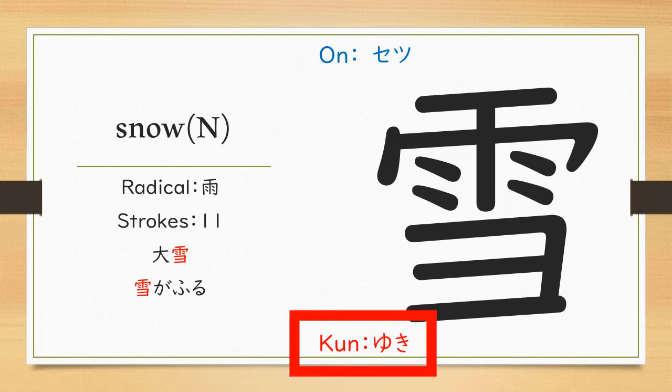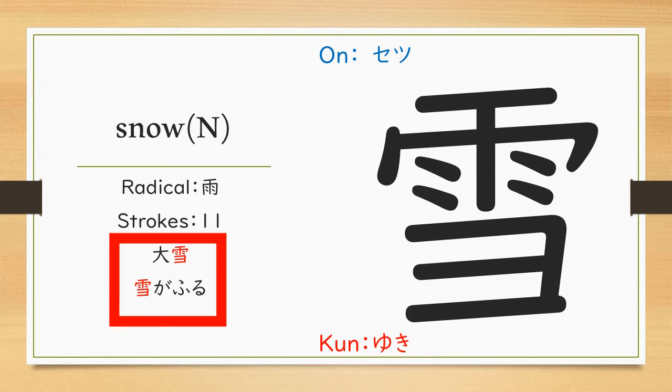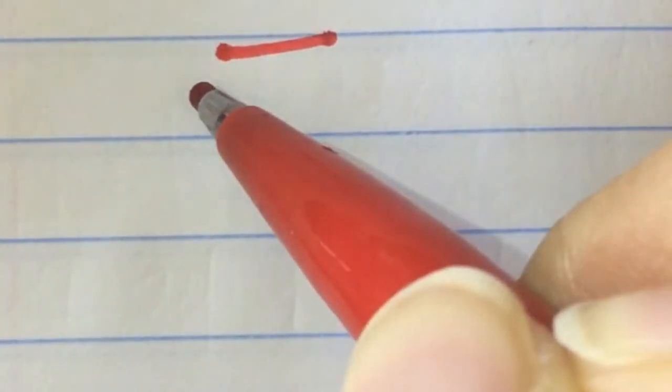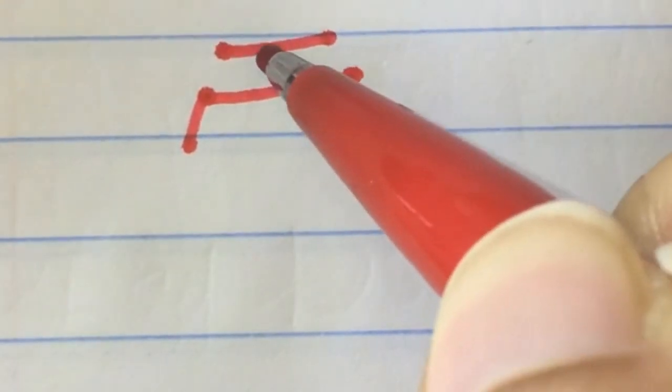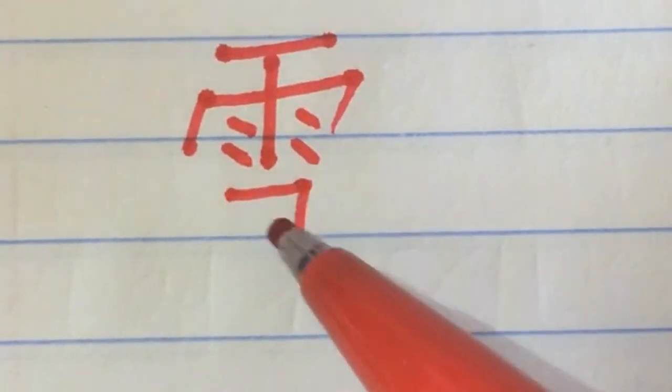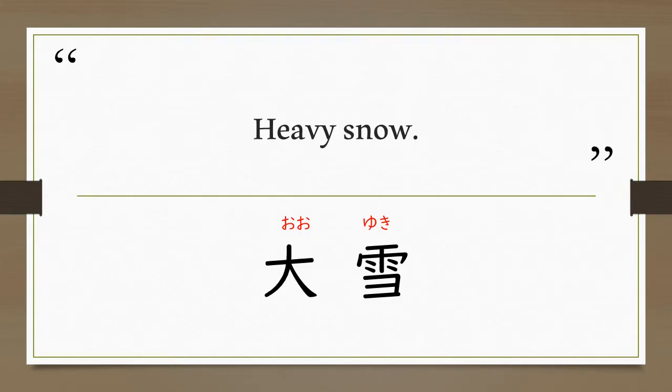The meaning is snow. Onyomi is setsu. Kunyomi is yuki. These are the words with this kanji. You notice the radical is ame. So you write ame, across, down, across, hook, center, stop, 4 dots, and katakana yo. Heavy snow is oyuki. Big snow, oyuki. If you want to say snowing heavily, same as ame, oyuki ga futteiru.